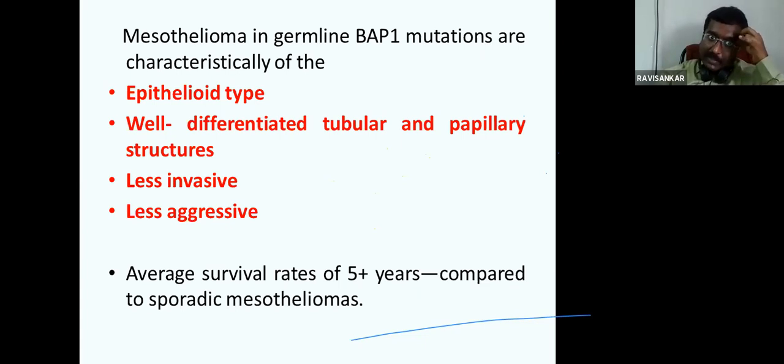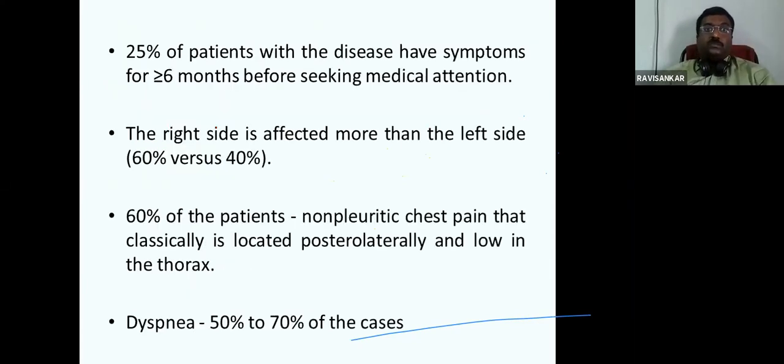Epithelial, they usually present with epithelial type, well differentiated tubular and papillary structures, less invasive and less aggressive. Usually, it is a chronic disease. They grow slow. Many of them present with non-pleuritic chest pain that is located posterolaterally and low in the thorax. Dyspnea occurs in 50 to 70% of the cases.